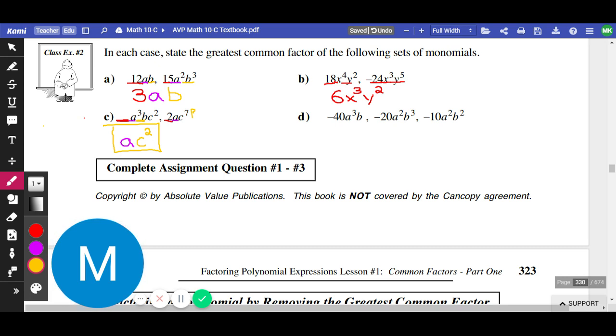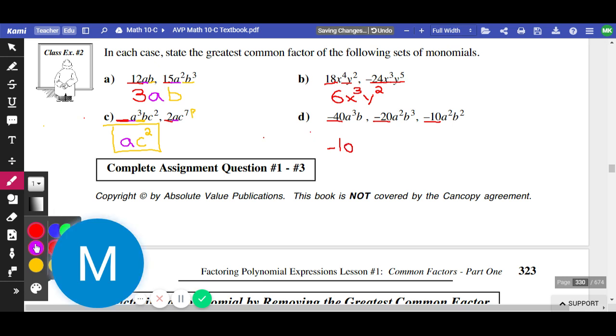Awesome. For D, this one's a little bit different because there's 3 terms. Okay, so when you're looking at this, it has to be something that can divide into all 3 terms. You'll also notice that all 3 terms are negative numbers this time. That means you would factor out a negative symbol as well, because they all had the negative in. Then I look at my numbers. 10 is the biggest one that goes into all 3 of them.